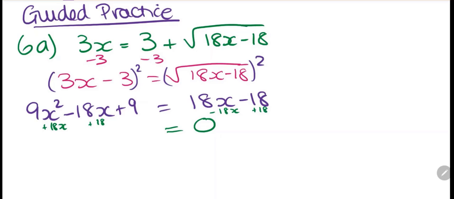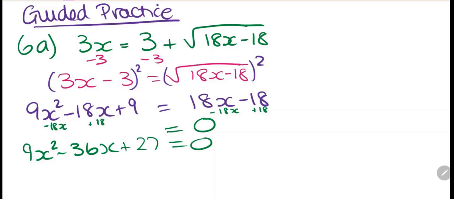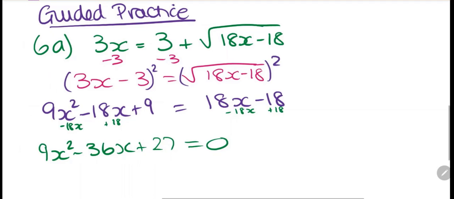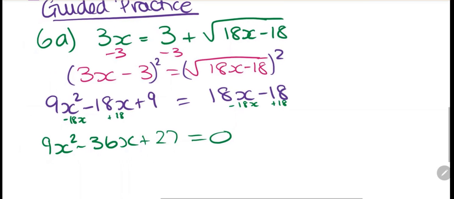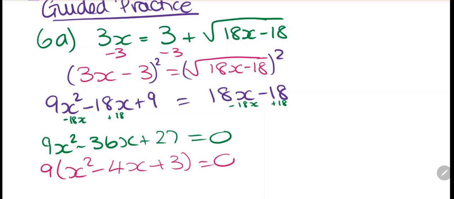So this will give me 9x squared, so that's a minus. So we've got minus 18 is minus 36x, and 18 plus 9 is plus 27. So let's move that there. So equal to 0. So we're going to factor. So looking for the greatest common factor, and I can factor by 9. So this will give me x squared minus 4x plus 3.